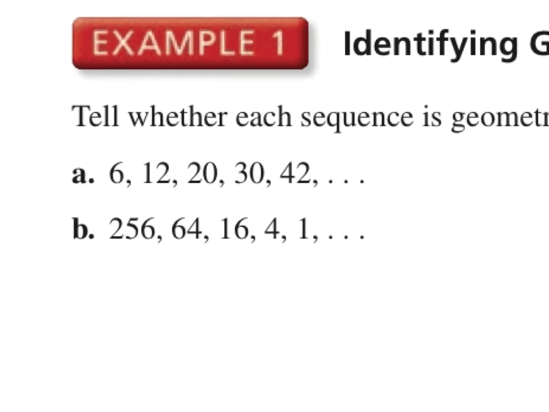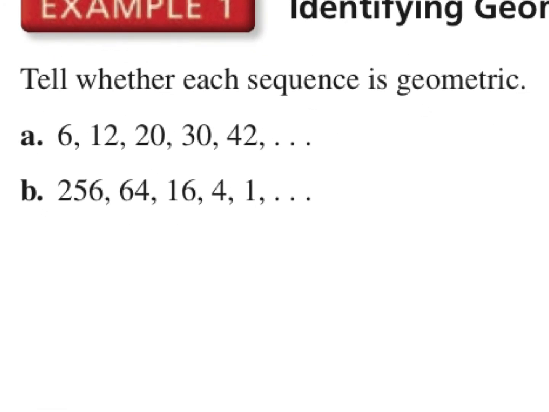So tell whether each sequence is geometric. What do we have to multiply to get from 16 to 12? 2. Do we multiply 2 times 12 and get 20? Nope. So is this first one geometric? No, because we're not multiplying by the same number each time. So not geometric.